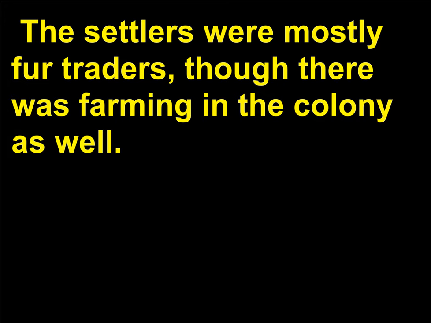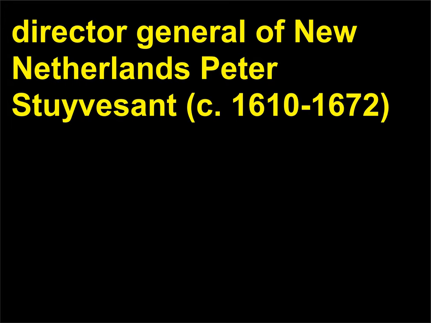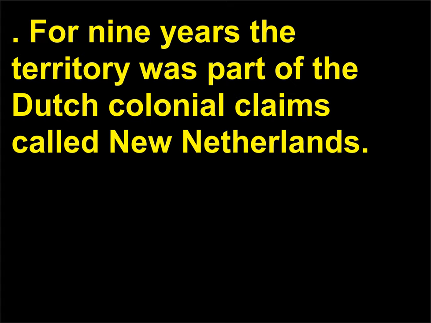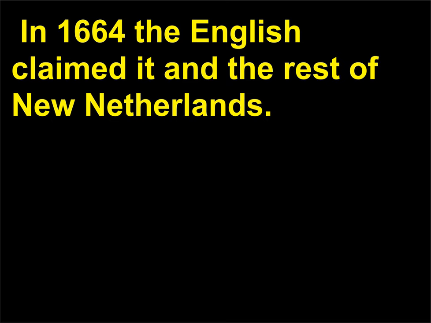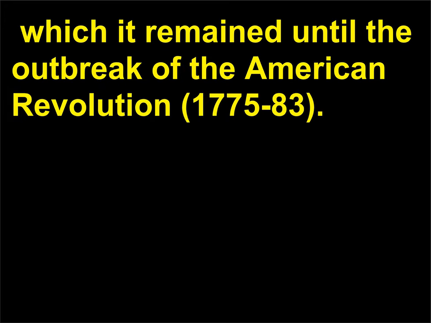In 1655 the territory was taken by the Dutch in a military expedition led by Director General of New Netherlands Peter Stuyvesant, c. 1610-1672. For 9 years the territory was part of the Dutch colonial claims called New Netherlands. In 1664 the English claimed it and the rest of New Netherlands. Delaware was set up as a British proprietary colony, which it remained until the outbreak of the American Revolution, 1775-83. New Sweden was the only Swedish colony in the Americas.